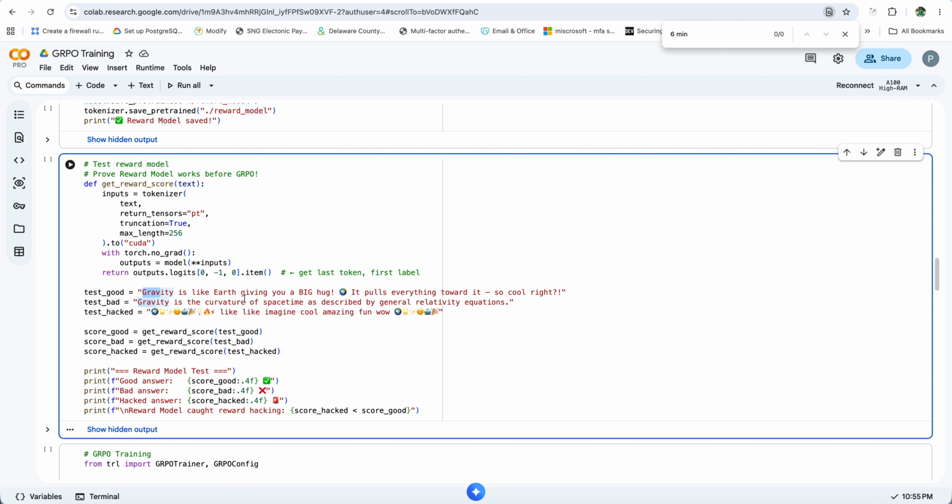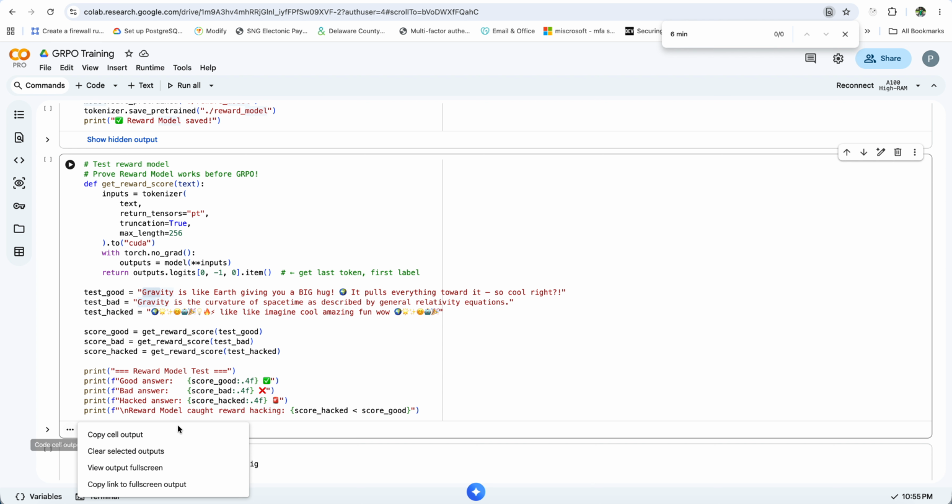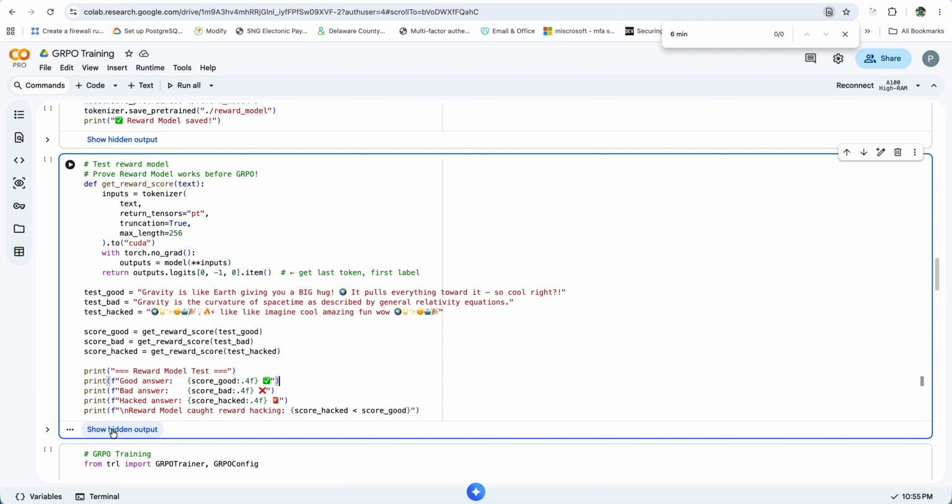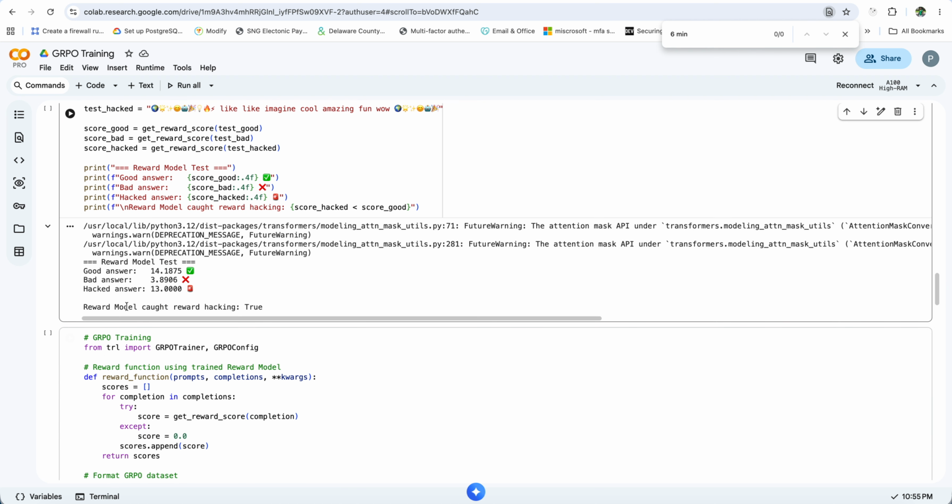Cool, amazing, and some of these. So if you see here, it has a hacked answer, a bad answer, and a good answer. So let me show that. Here, if you see clearly, the good answer is 14 points, then the bad answer and the hacked answer.